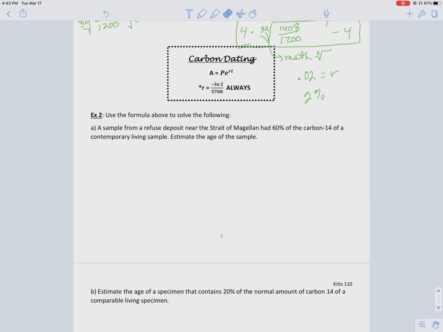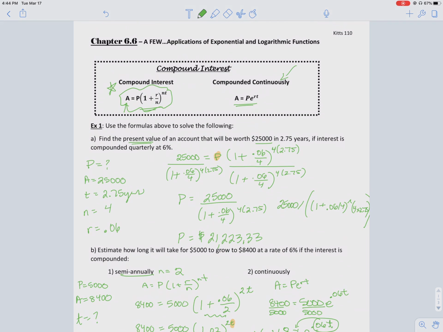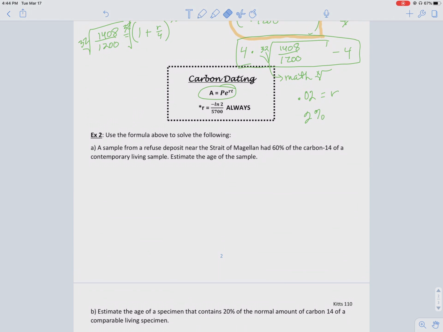So with carbon dating, we're actually going to be using a formula you already know. That's our PERT formula. We actually used it up here when we were compounding continuously. The difference is we actually know what the rate is. This is what the rate is always going to be when you're carbon dating. Okay, so let's look at this example.